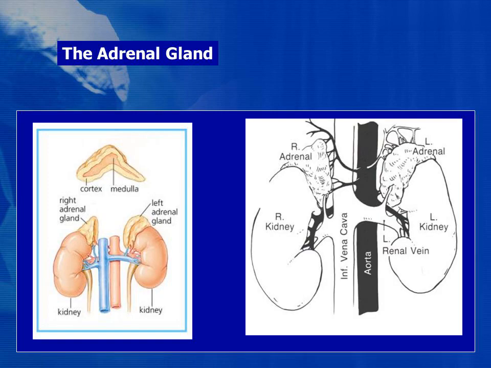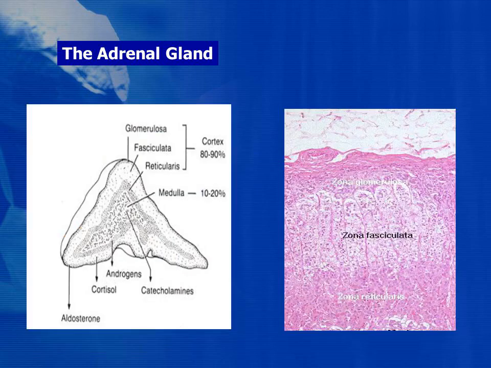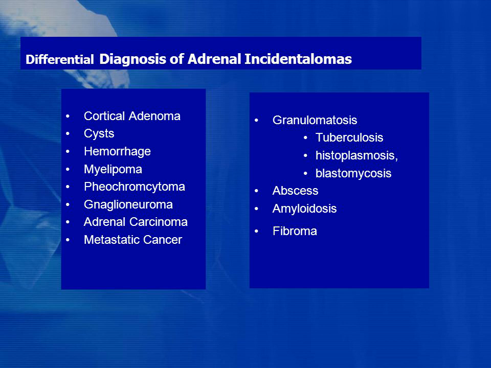The adrenal gland. Differential diagnosis of adrenal incidentalomas: cortical adenoma, cysts, hemorrhage, myelolipoma, pheochromocytoma, ganglioneuroma, adrenal carcinoma, metastatic cancer.